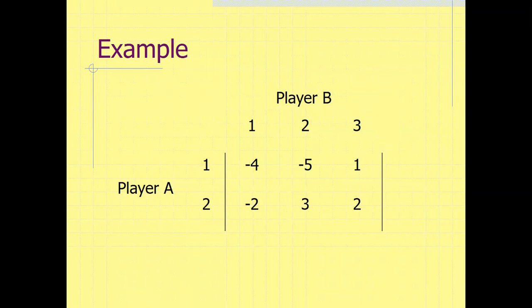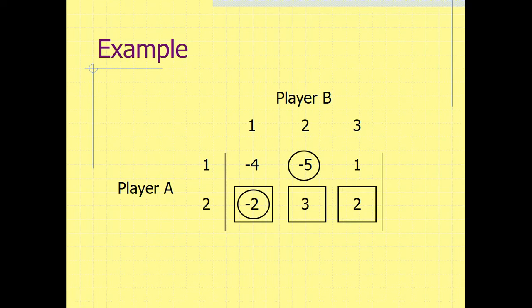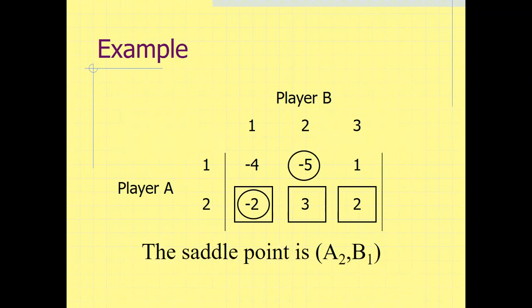Now, let us see this in this example. Encircle the minimum of each row. Put a small square on the maximum of each column. See the point of intersection where a circle and square both occur, that is the saddle point.